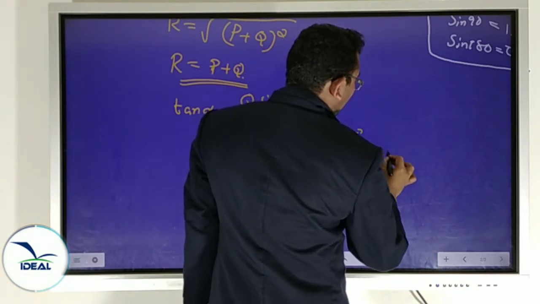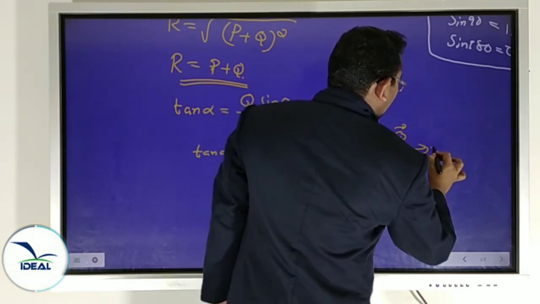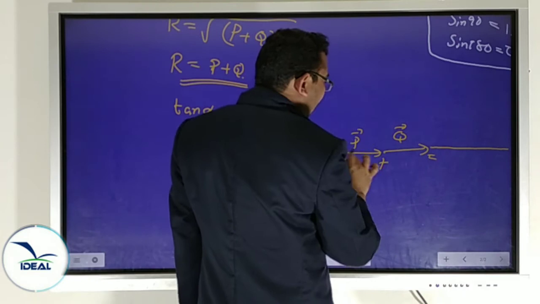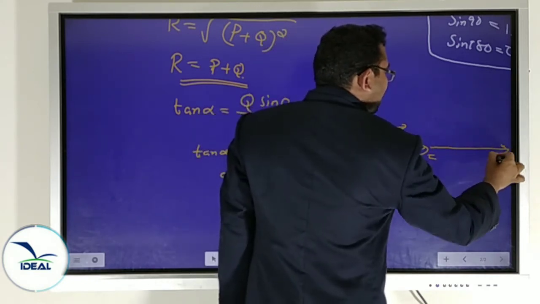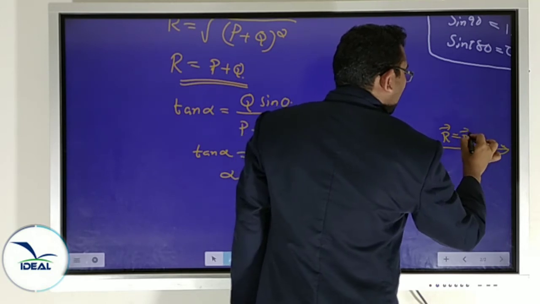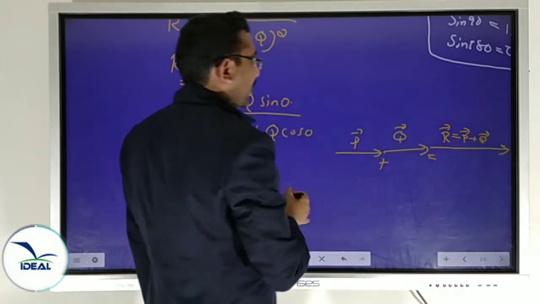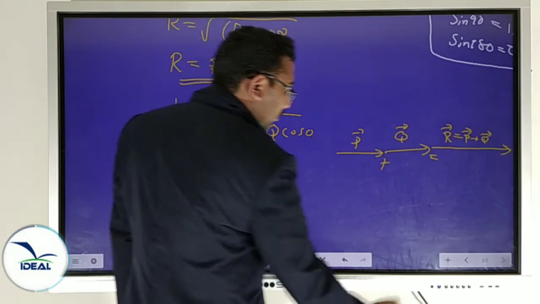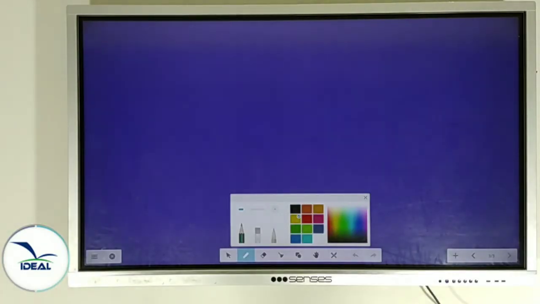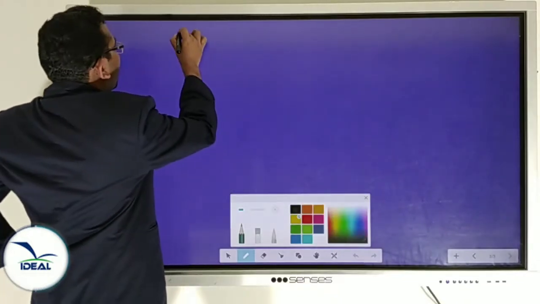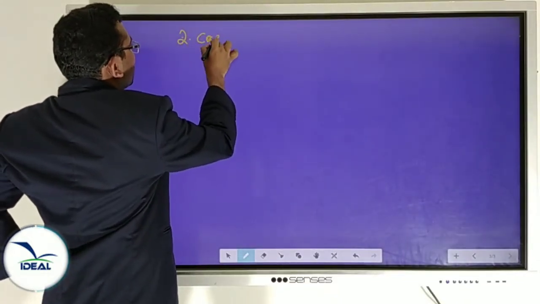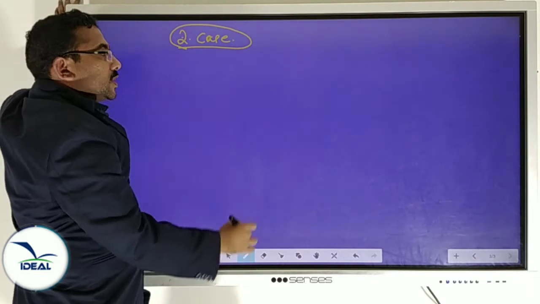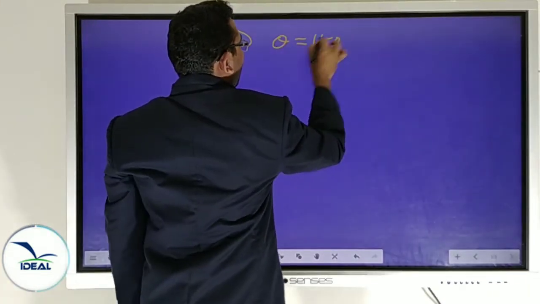This is P, this is Q, then the resultant is, just add these magnitudes and put the same direction, R equal to P plus Q, same direction. We got both the magnitude and direction. Okay, this is the first case. Now the second case, case 2. Suppose theta equal to 180 degree.